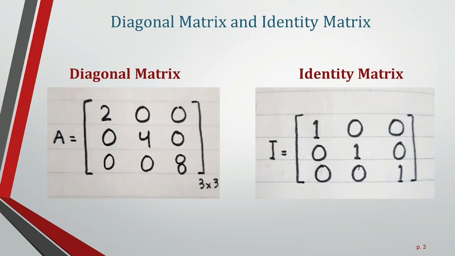So, the diagonal matrix and identity matrix. A square matrix whose non-diagonal elements are 0 is called a diagonal matrix. Here you can see the non-diagonal elements of this matrix are 0. And the identity matrix is also a square matrix whose non-diagonal elements are 0 and the diagonal elements are 1. In this, all non-diagonal elements are 0 and the diagonal elements are 1. So this matrix is known as the identity matrix.